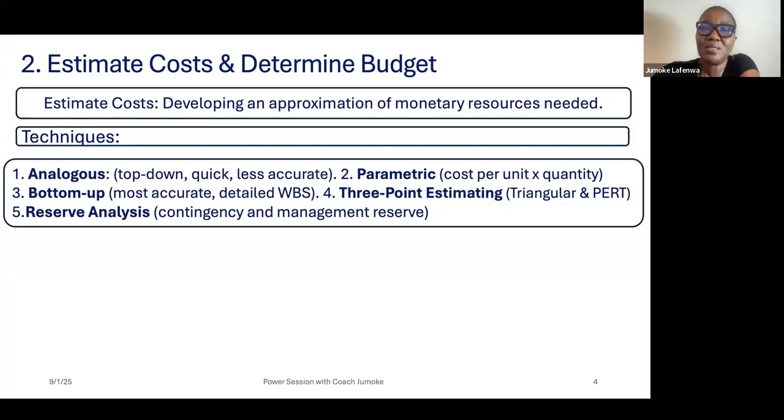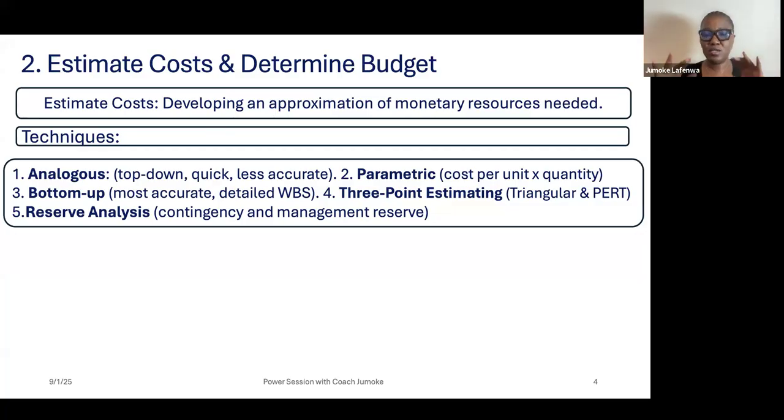So you can use analogous, you can use parametric. Parametric is simply by saying, okay, we need 50 yards of fabric. How much is a yard? $2. Okay, so 2 times 50 is $100. That is parametric.